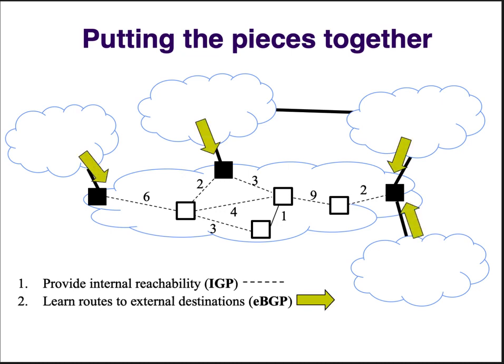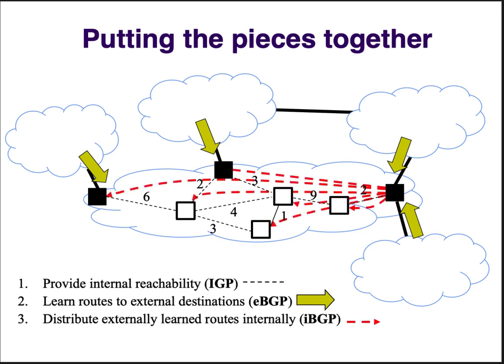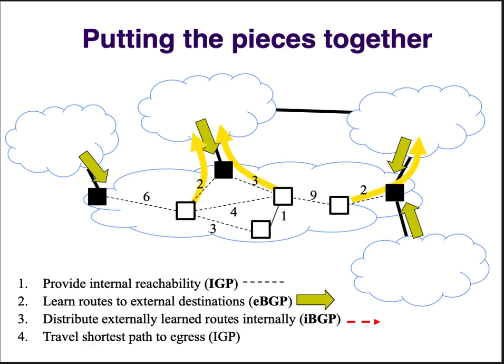Then with eBGP, I'm going to learn about external destination prefixes. And then I'm going to take those routes that I've learned, and share them with all the routers in my domain. And every border router is going to do this. This might look not very scalable. We'll come back to that in a bit. But at this point, any router anywhere in my domain has all the information it needs to reach any destination on the internet.